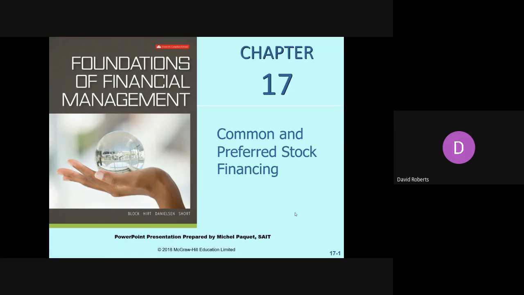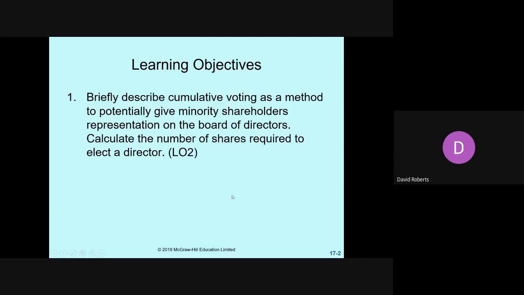As you can see, it has to do with common and preferred stock financing. We're going to focus on a fairly small aspect of Chapter 17, which has to do with how cumulative voting allows you, as a minority shareholder, to actually get representation on the board of directors. That's all that we're going to do in this chapter.